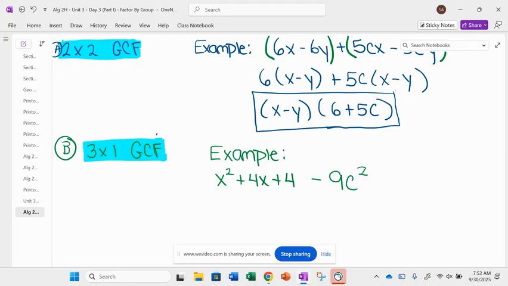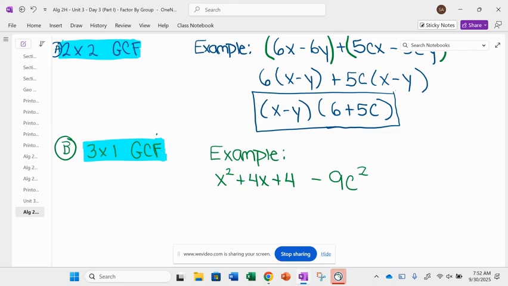Now, in the 3 by 1 GCF, it's exactly what Violet said. We're going to group 3 terms together. We're going to leave 1 term out. The thing is, the 3 terms you group together have to be a perfect square trinomial. What do I mean when I say a perfect square trinomial? What I mean is that when I factor it, it has to be some quantity squared. That's what a perfect square trinomial is.